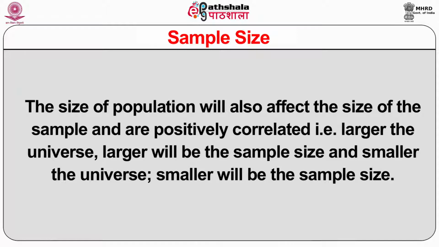The size of the population will also affect the size of the sample, and the two are positively correlated. That is, the larger the universe, the larger the sample size, and the smaller the universe, the smaller the sample size. The total budget allocated to the research also influences the sample size. This again is positively correlated. A larger budget can enable the researcher to opt for a larger sample.